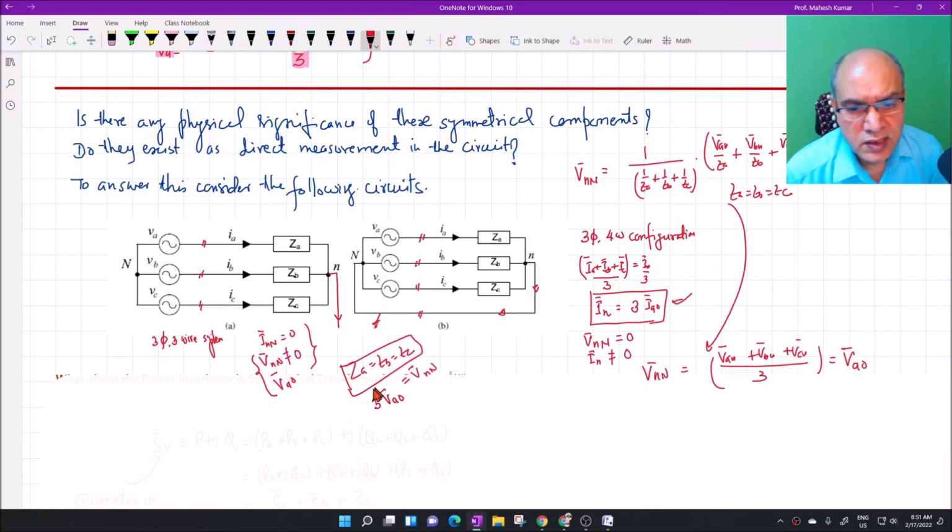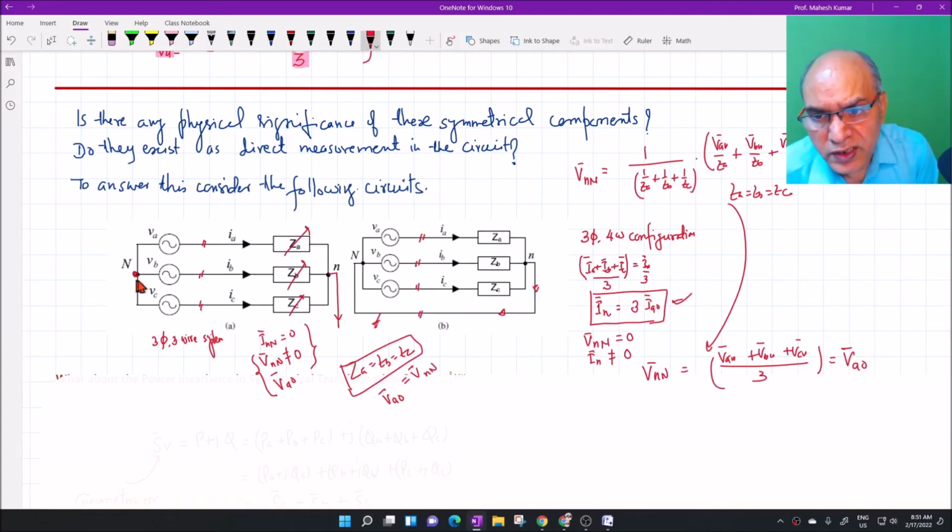So what do you see? This is not correct, so correct it. This is actually simply BA0. So only for this condition, when these three are same, and if you measure the voltage between this point, then it becomes BA0, the zero sequence component. But if the impedances are not same, then we cannot correlate directly BA0 and BNN.